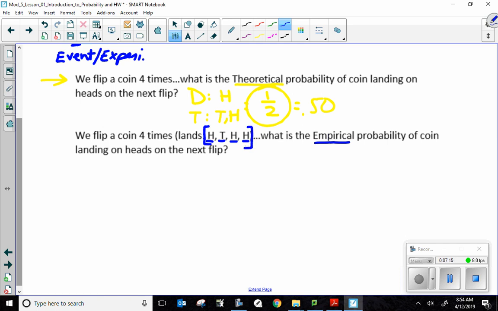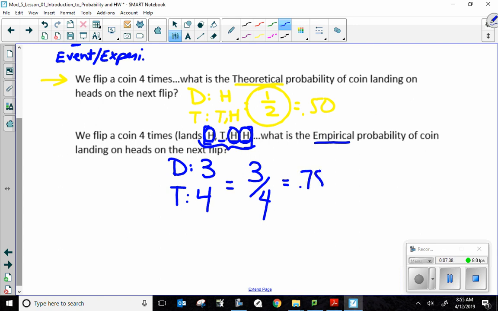Okay, we had our desired outcome of heads 3 times: 1, 2, 3 times. In total, we flipped the coin 4 times. So empirical probability tells me the coin will land on heads with a 3 out of 4 chance, or a 0.75 chance.